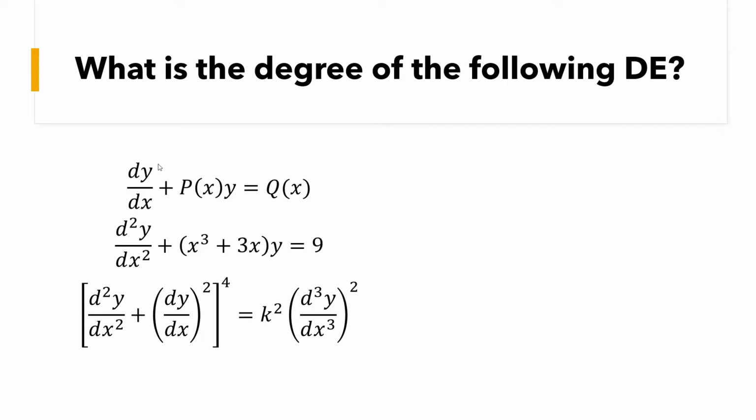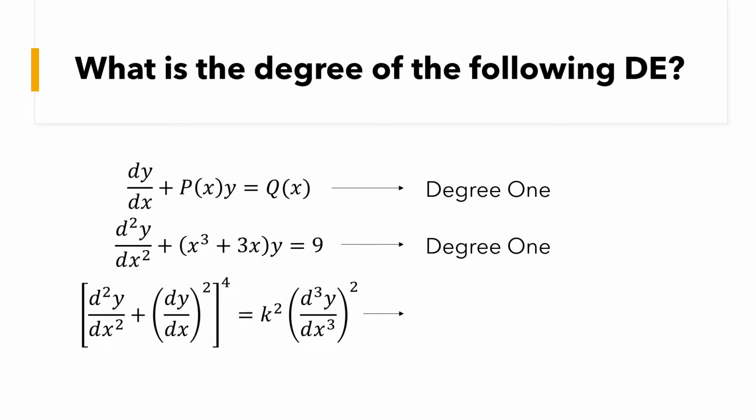So what is the exponent of this derivative? Obviously that is 1, no? Degree 1, because we don't see any exponent. So for the second one, again, the highest derivative is this one, d squared y over dx squared. However, the exponent of the derivative itself is also 1. So hence this is also degree 1.